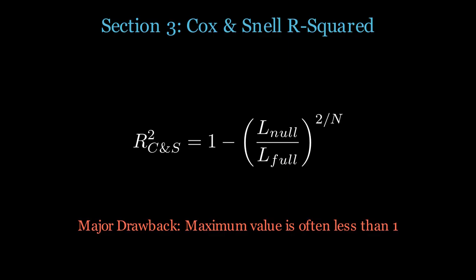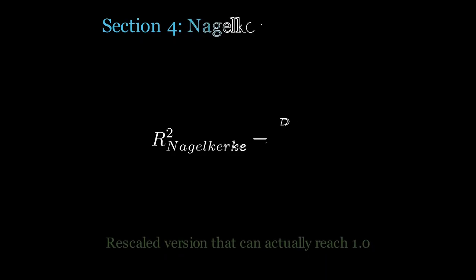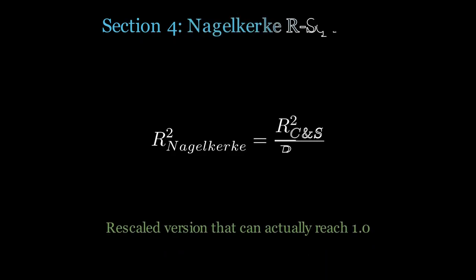Section 3. The Cox and Snell R-squared. This metric takes a different approach by looking at the ratio of the likelihoods and raising it to the power of 2 over n. While mathematically elegant, it has a major drawback. Its maximum value is often less than 1, even for a perfect model. This makes it difficult to interpret in a traditional sense.